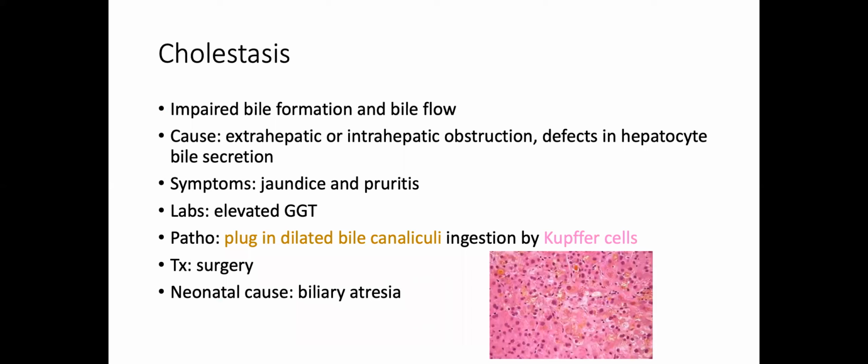Cholestasis is going to be that impaired bile formation and bile flow, and it's due to an intrahepatic or extrahepatic obstruction. And there's going to be defects in the hepatocytes' bile secretion. Symptoms are going to be jaundice and severe itching. They're going to have elevated GGT. The pathology is going to be plugged, dilated bile canaliculi ingested by Kupffer cells. And so we can see that right here, that brown color. Treatment's going to be surgery, and the neonatal cause is biliary atresia. Okay, so we're going to stop right there for now.